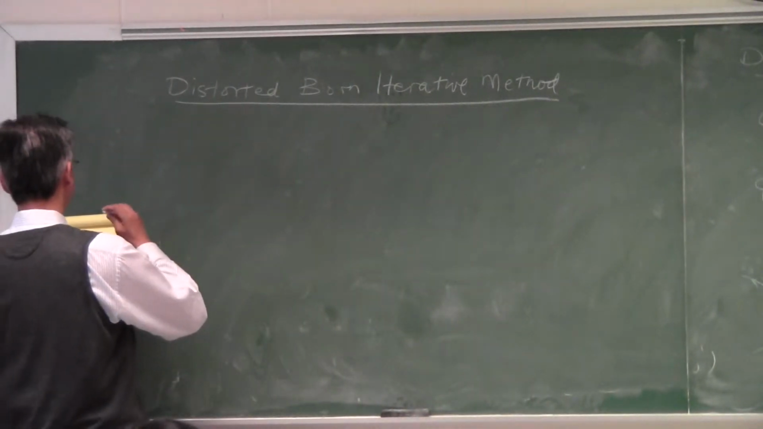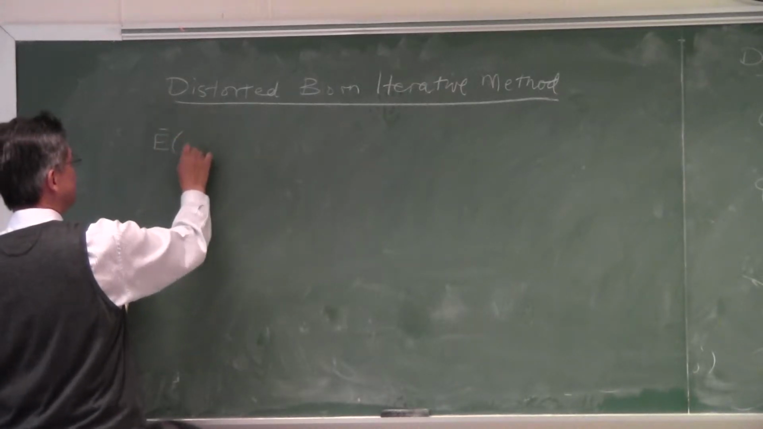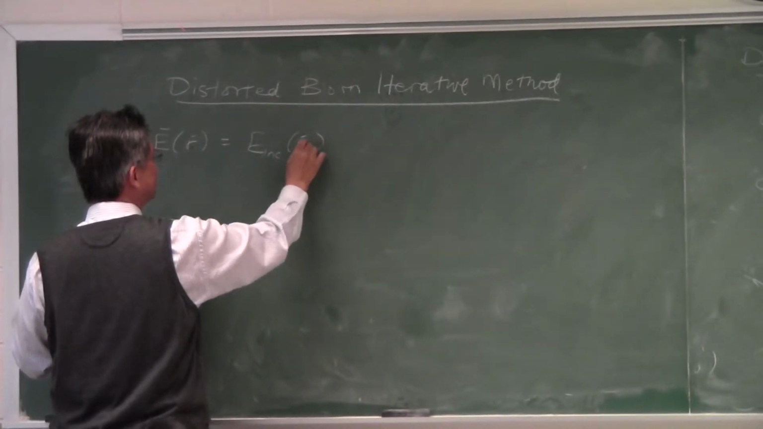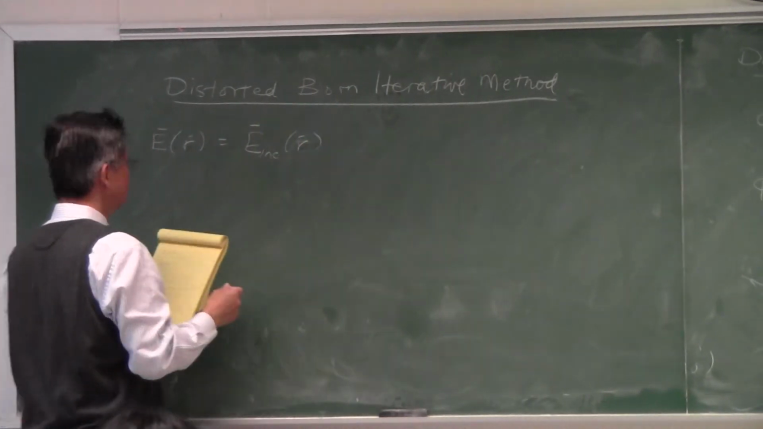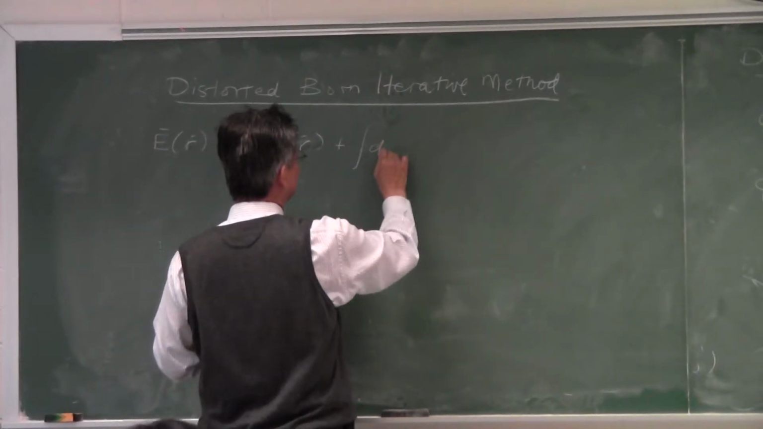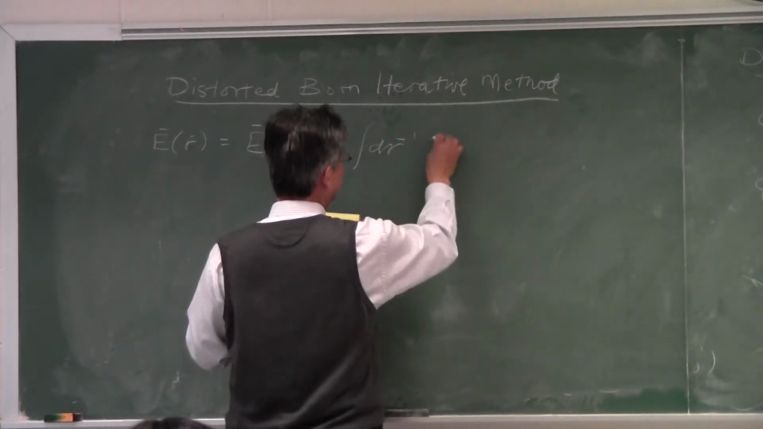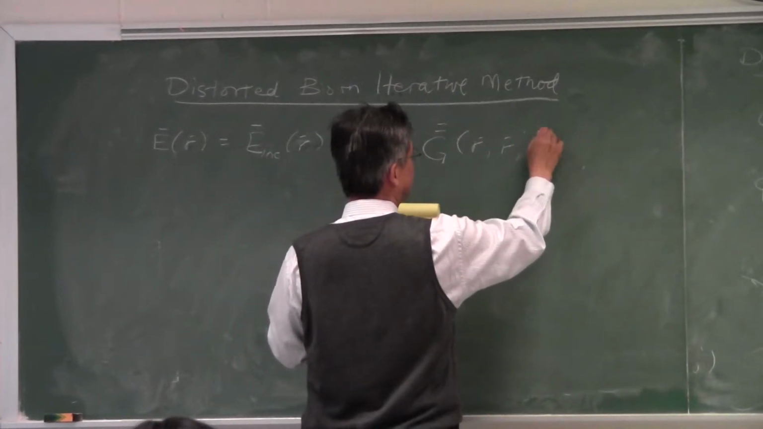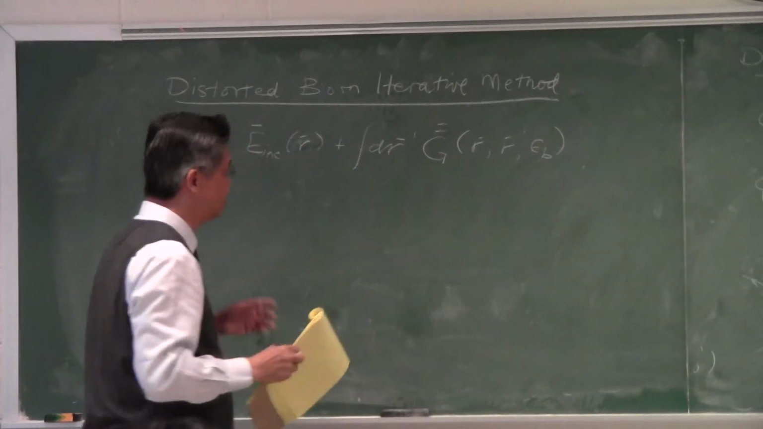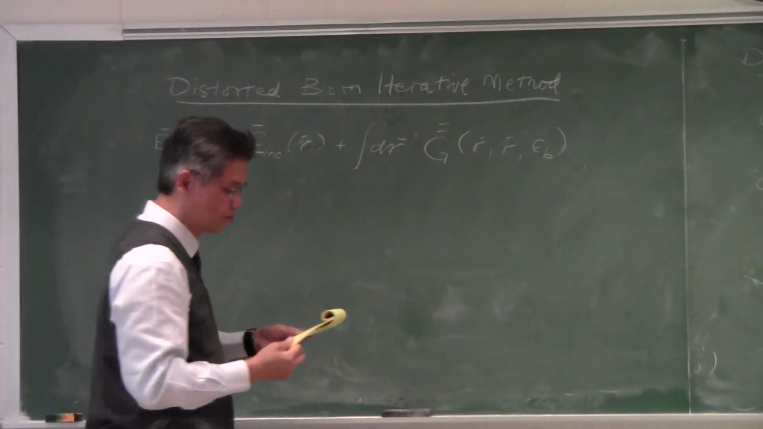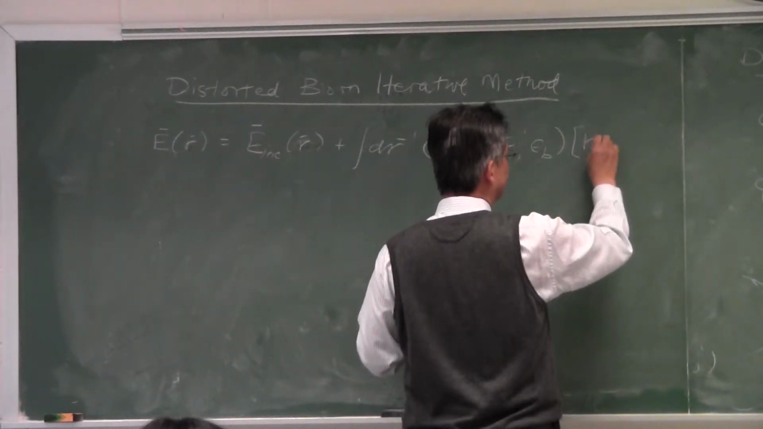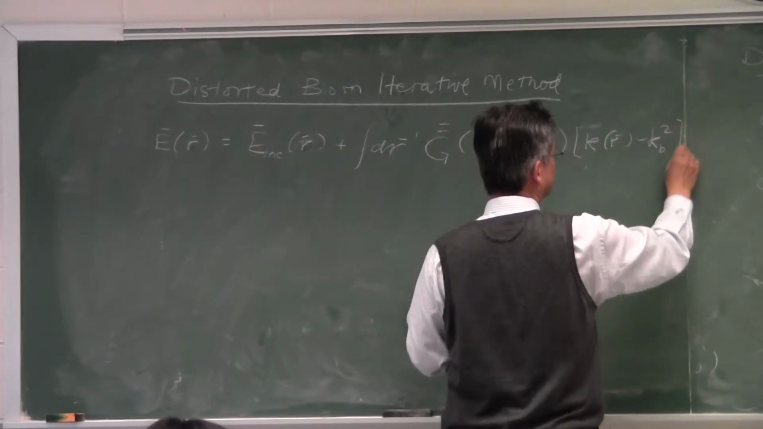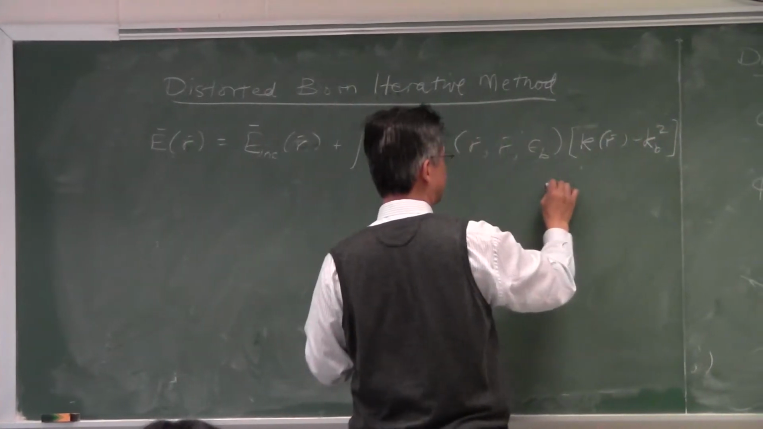Okay? So if we do not do Born approximation, in general, the Green's function is the Green's function of a background, such as this one, and then times E of R.